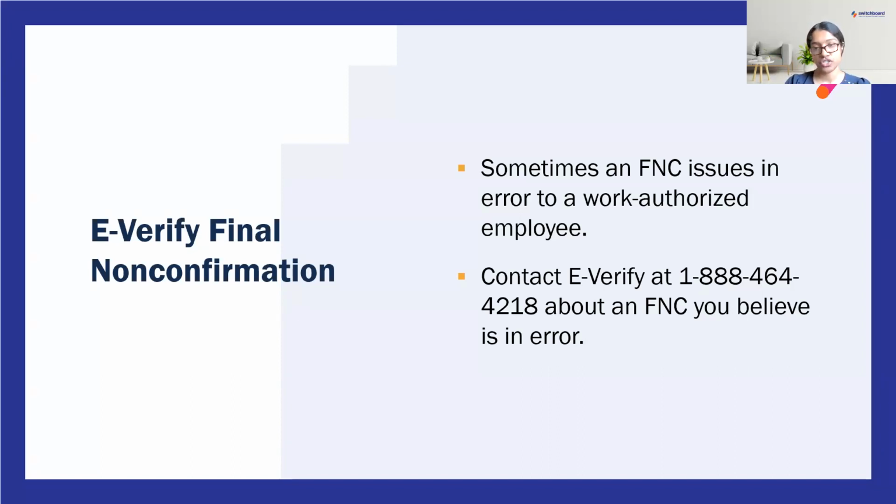But sometimes a final non-confirmation can be issued in error to a worker who is employment authorized. So if you have a client and you know that they're authorized to work and they've taken the appropriate steps to try to address a tentative non-confirmation, but it has regardless become a final non-confirmation, and you believe it's an error, you can contact E-Verify about this. And the phone number for E-Verify is on this slide. So just be aware that that is also a possibility and a step that you can take on behalf of your clients. Next slide.